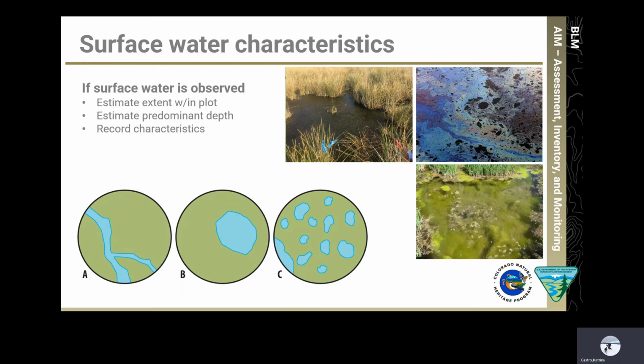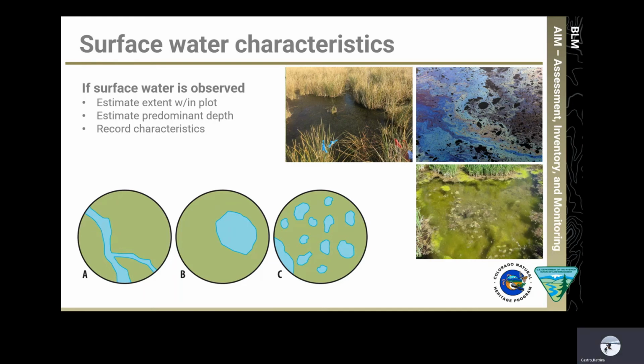You also need to observe and record several characteristics of the surface water, including any water surface occurrences such as oily sheens or algal blooms, the smell of the water, and the substrate below the surface water body.